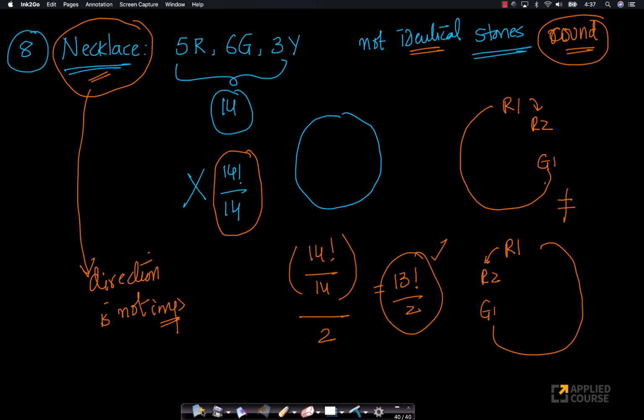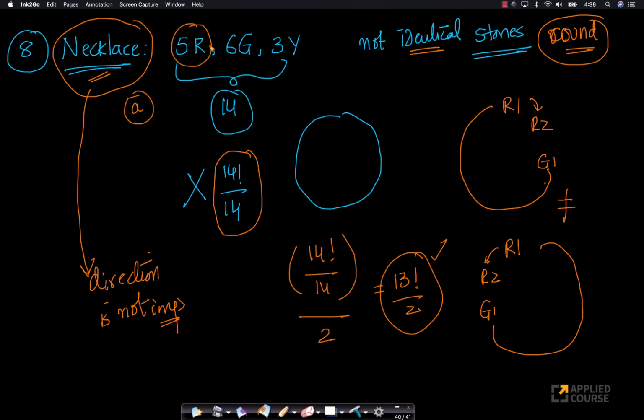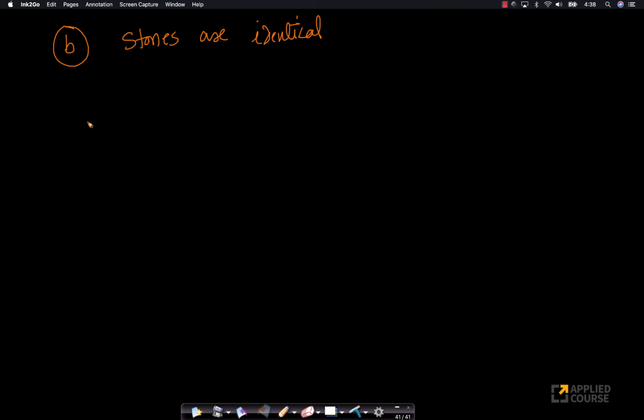Now let's think of this as case A. There is a case B. What is case B? Here we assumed that the stones are not identical. Let's assume that the stones of each color are identical, which means these 5 red stones are exactly similar, these 6 green stones are exactly similar, and these 3 yellow stones are completely identical. I can't distinguish between them. Now how many arrangements are there, or how many necklaces can I design?